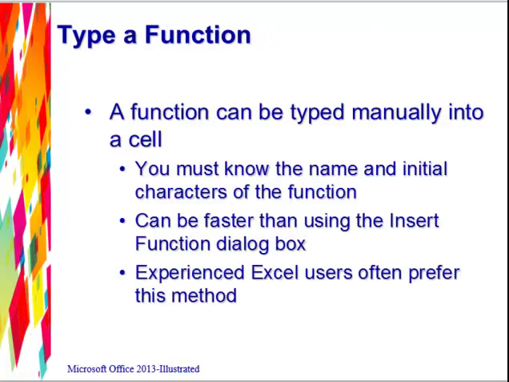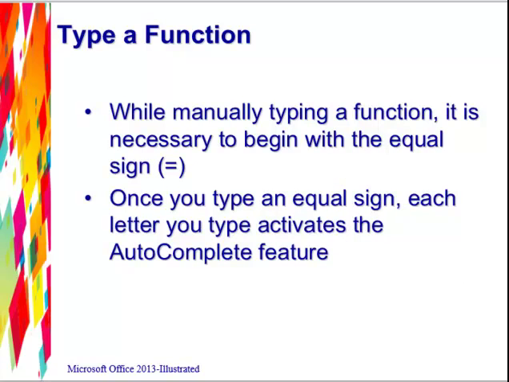So if you want to manually type a function into a cell, you need to know the name and the initial characters of that function. Since Excel has great functions listed in its dialog box, it's a lot easier to just use the functions that it's created. Experienced Excel users often prefer typing their own functions, but if you use the function drop-down, that's also a good way to make sure you're using functions well in Excel. Anytime you're going to manually type a function, remember they all start with equals. Once you type this equal sign, each letter you type activates the autocomplete feature.